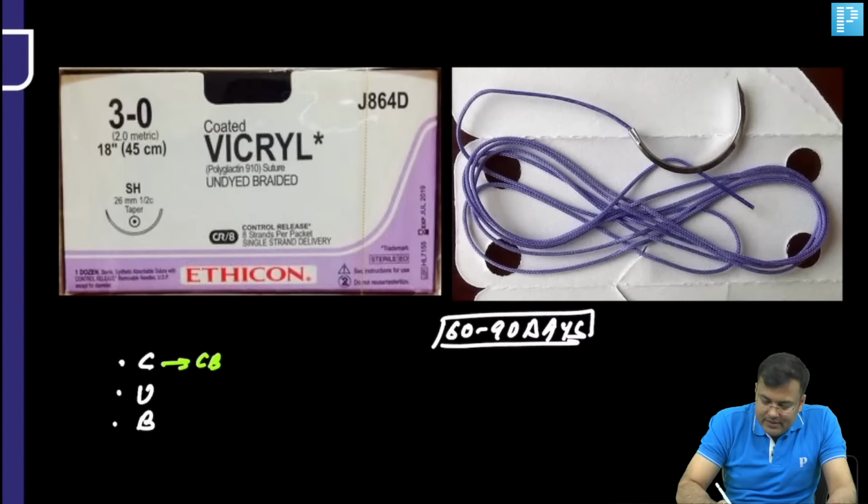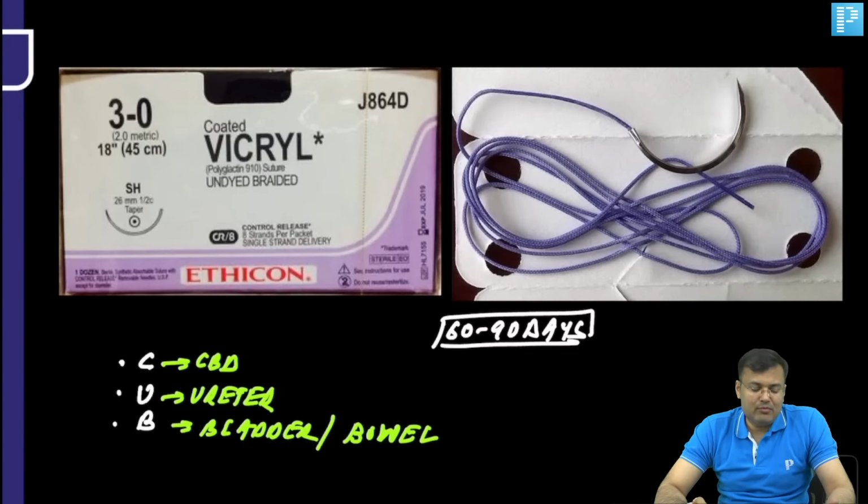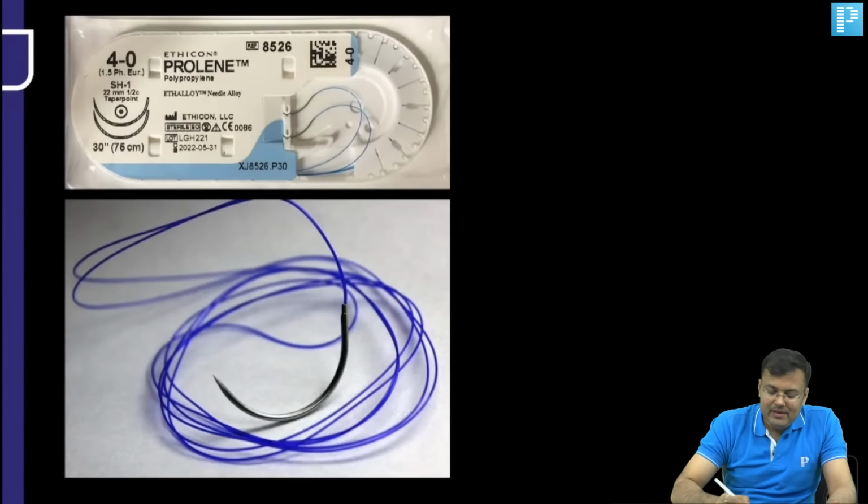C means CBD, U means ureter, B means bladder. So it is CBD, ureter, bladder. Apart from bladder, it is also used in bowel anastomosis. So CBD, ureter, bladder. Apart from that, we are using it in bowel anastomosis. So that is Vicryl, also known as polyglactin. This is polyglactin. Okay. Next, guys, can you tell me blue colored?